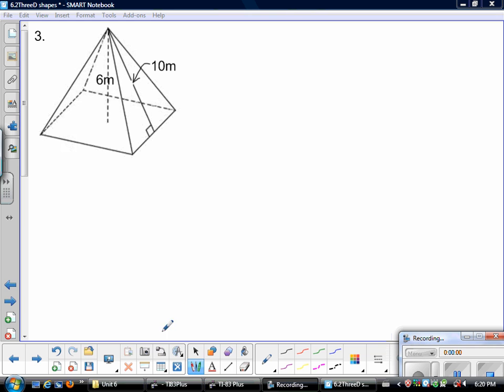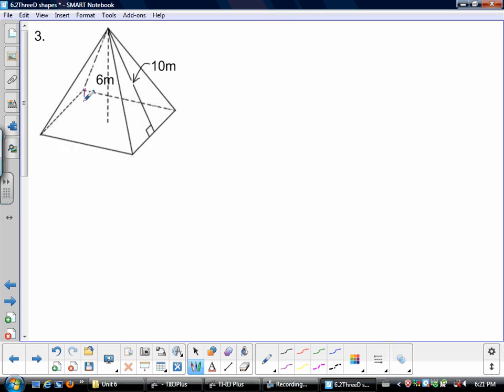So on to our third example. Now our third example, if you can see, this time they have given us the h and they have given us the slant height. But one thing that we're missing here is our base. Okay, so we don't know what that is. So that's the first thing that we're going to have to figure out, is our base for this.